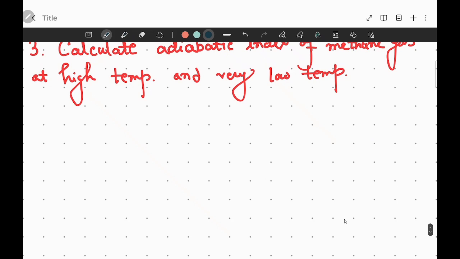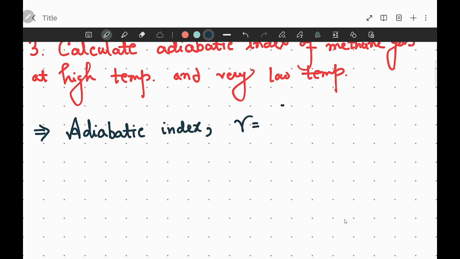You know this thing, but let's say in a CSIR exam they ask you to calculate the adiabatic index. You know the concept, but you don't know the nomenclature. That's why you have to leave the question. So the adiabatic index is just gamma, Cp by Cv. Do you know it? Yes, obviously, but that term you don't know.